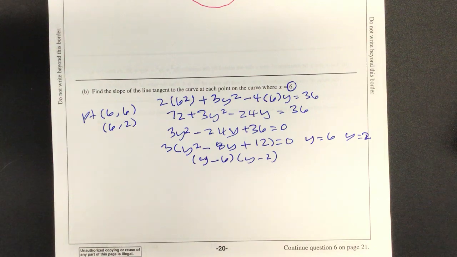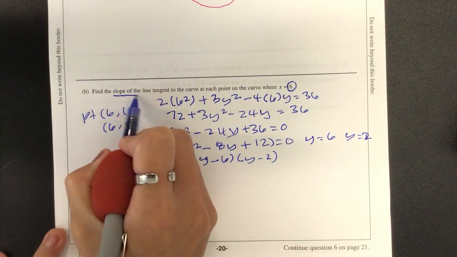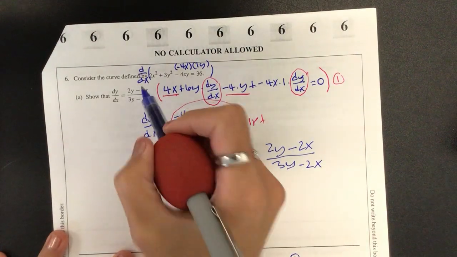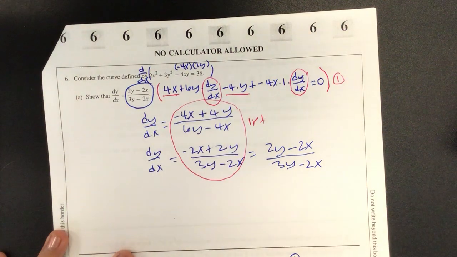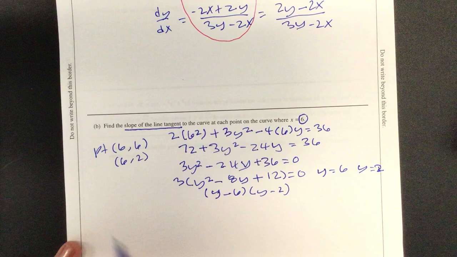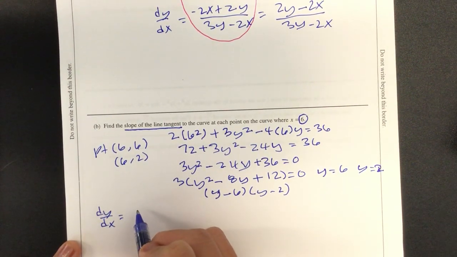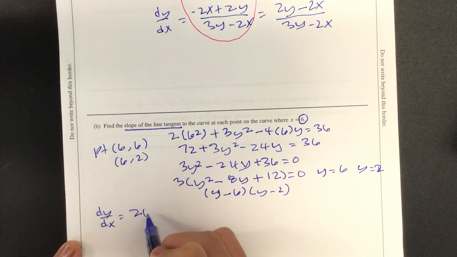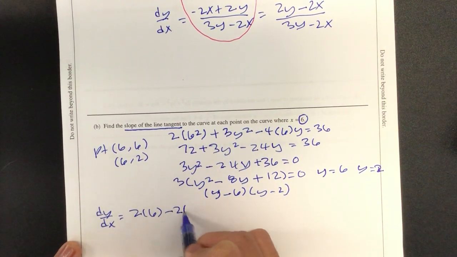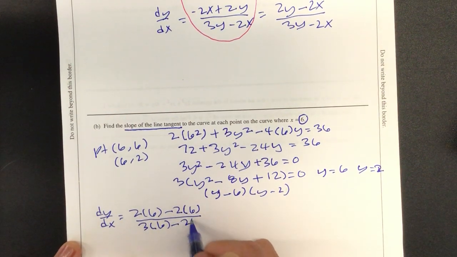All right. So let's see what we're looking at for the slope of the line tangent to the curve. Because we're looking for the slope of the line tangent to, wasn't this the slope equation right here, dy over dx? We're simply plugging in the x's and the y's, but two times. So we have dy over dx. My first one says 2y minus 2x, meaning 2 times 6 minus 2 times 6, over 3y minus 2x, which will be 3 times 6 minus 2 times 6.